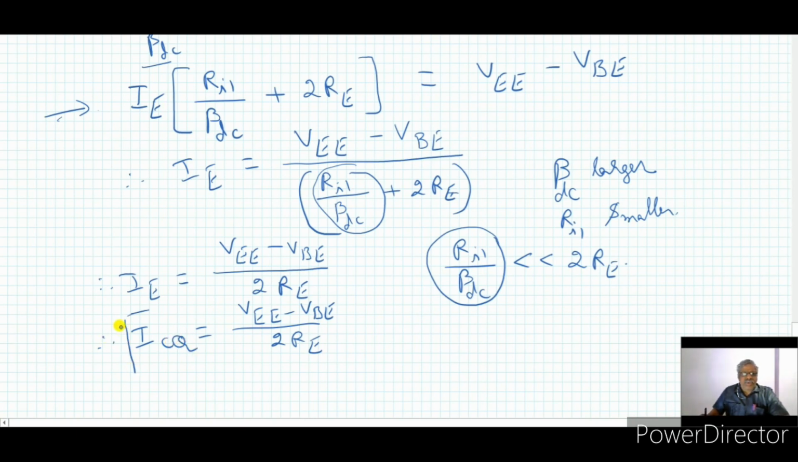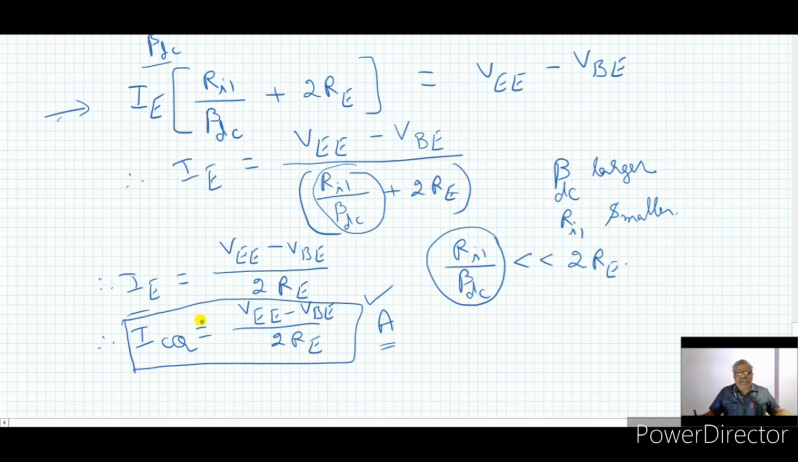So ICQ is equal to VEE minus VBE by 2RE. This many amperes, because the voltages VEE and VBE should be expressed in volts and RE should be in ohms. Then volts by ohms will be amperes. So we get ICQ by using this formula. If you select the transistor and the power supplies, VEE and VBE will be constant. And if you complete the design, then the RE value is also constant. So we get a constant collector current.